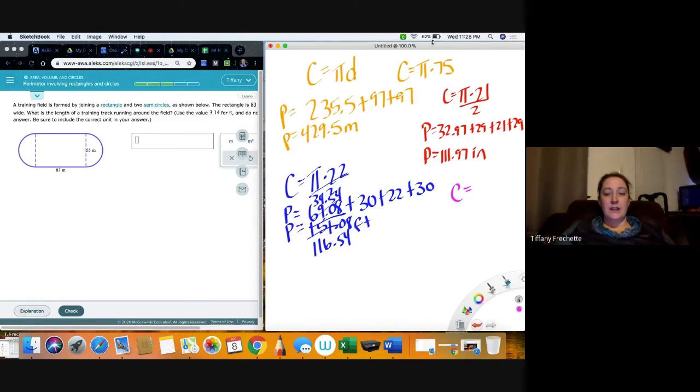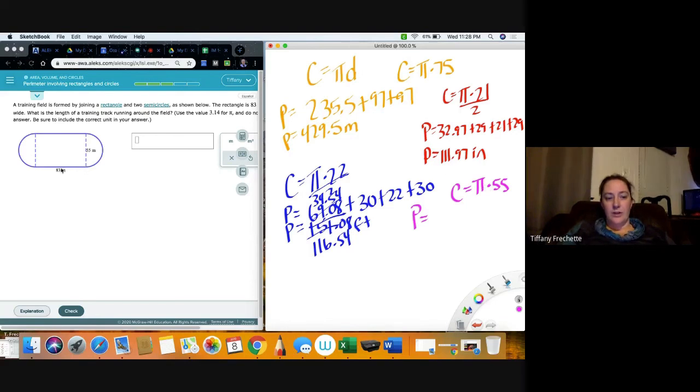All right, so this is a lot like that very first one we did, where we didn't have to divide by 2 because I in fact have both halves of the circle. So in this case, we just want to do pi times the diameter, which is 55, and that's easy to see because we can see this dotted line has 55 on it. And then we're going to add that to the 2 straightaways here, which is 83.